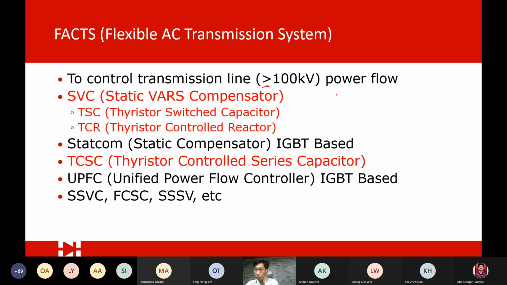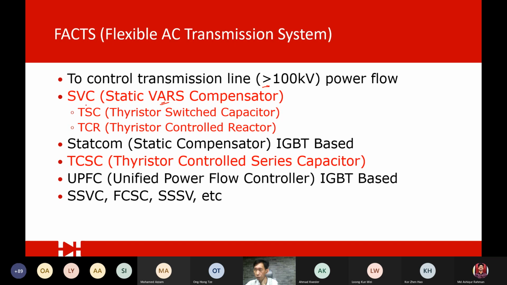Okay, so you can control how much power you want the line to carry, in other words. There are a few ways of doing that. The first one is called SVC, which stands for static var compensator. It is reactive power, VAR, control. You can control how much real power and reactive power to actually put on the line.